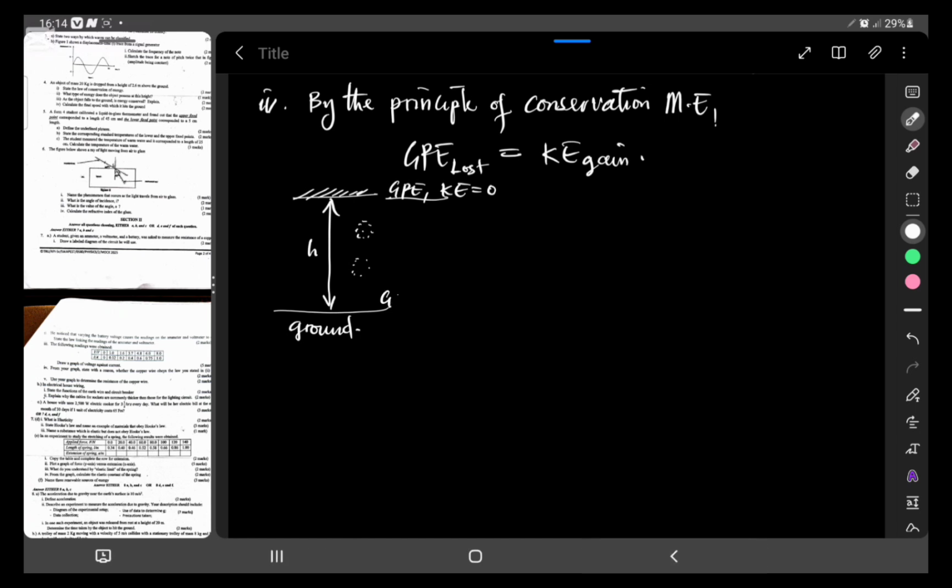As the ball finally reaches this point down here, what happened? The gravitational potential energy that was initially maximum at this point up here becomes 0 at this point, while its kinetic energy becomes maximum. So KE will be equal to KE max. From here we're going to say that the change in GPE will also be equal to the change in KE. Is that okay? Initial GPE is maximum, final GPE is 0. Initial KE is 0, final KE is maximum.